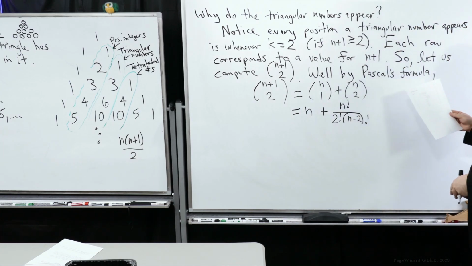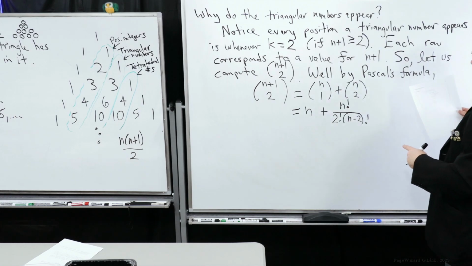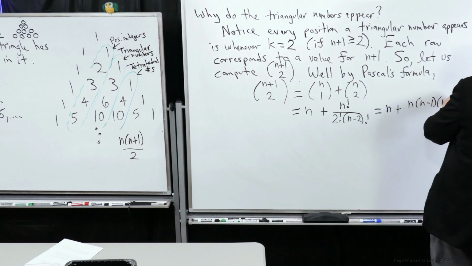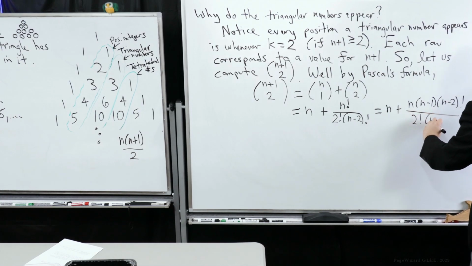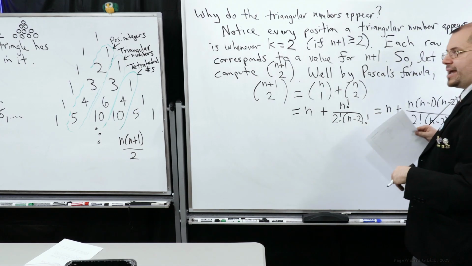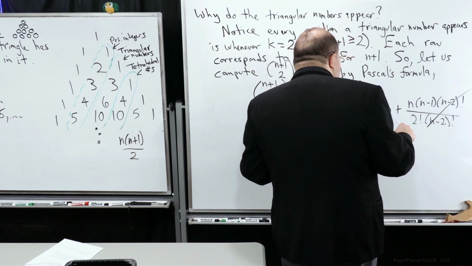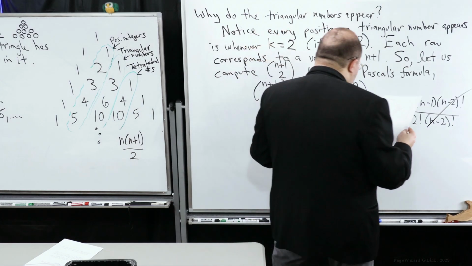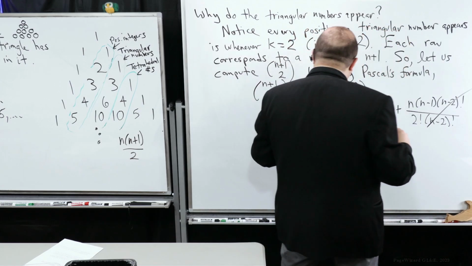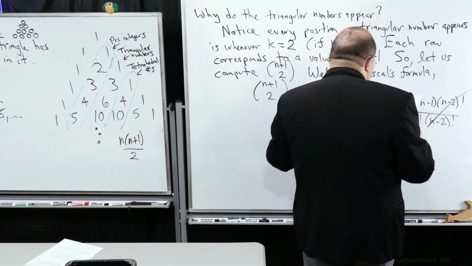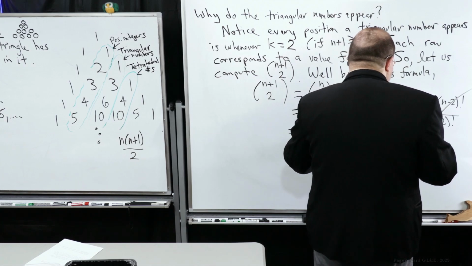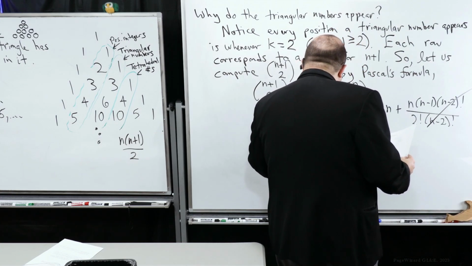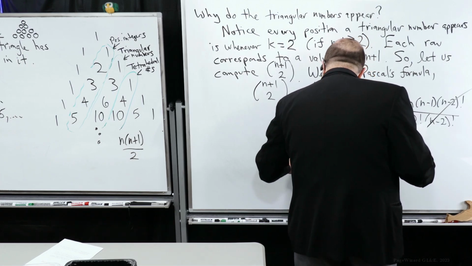Just to make this a little easier to work with, I'm going to write this out a little more carefully. This is n plus n times n minus 1 times n minus 2 factorial over 2 factorial times n minus 2 factorial. The n minus 2 factorials cancel each other out, and I end up with n plus n times n minus 1 over 2. I'm going to bring this all under a common denominator. So I'll have 2n over 2, because that's equal to n. So I'll have 2n plus n times n minus 1, all over 2. Let's expand the second term. This is 2n plus n squared minus n, over 2.